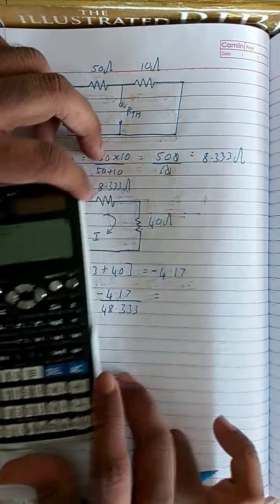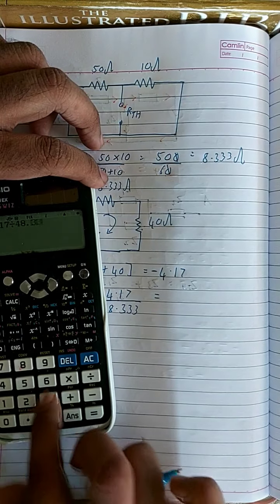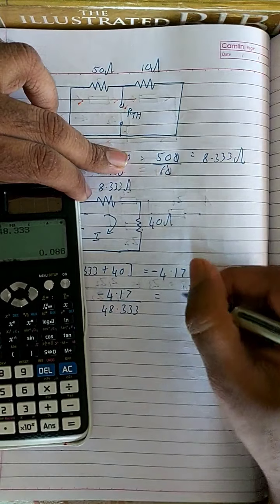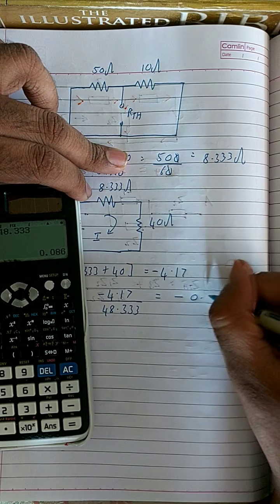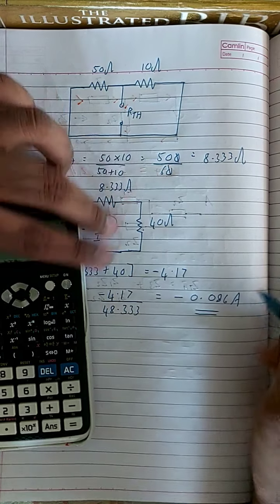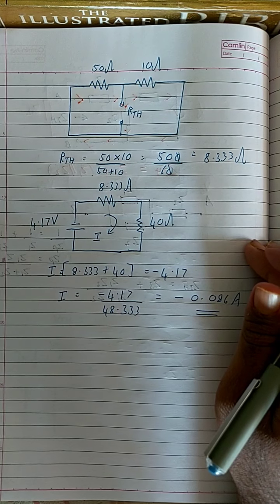4.17 divided by 48.333, and you get minus 0.086 amperes. Minus 0.086 amperes.